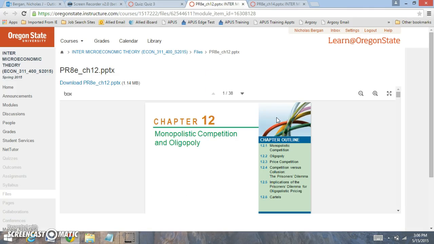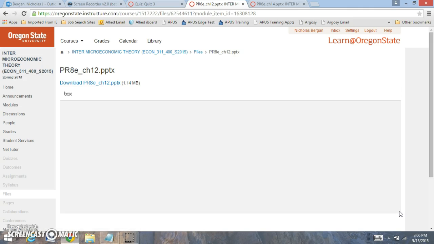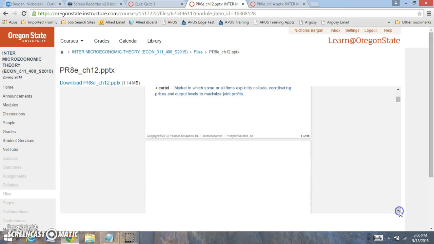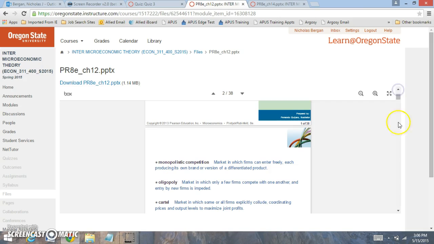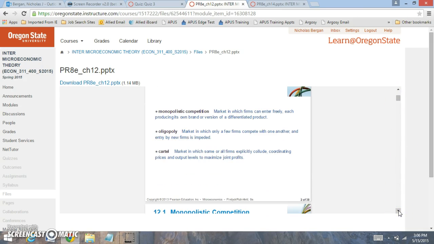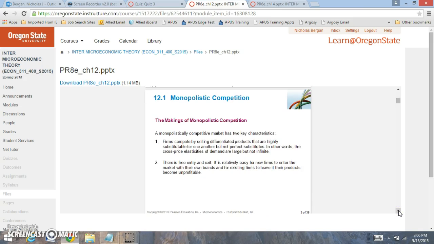Now, let's go over chapter 12 and some of the concepts there. Chapter 12 is focused on the role of monopolistically competitive firms and oligopolies. A monopolistically competitive firm is an example of fast food restaurants, or an example of Dunkin' Donuts and Starbucks. There's many firms in the market selling products that are slightly differentiated.